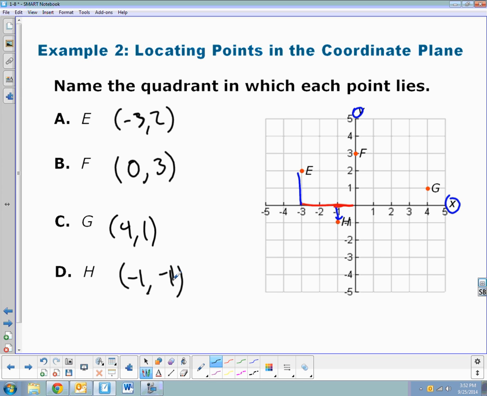I'm at the intersection of -3 and 2. We always do the x first, just like in the alphabet. We do the x-axis, then the y-axis. And that is important, that we order our ordered pairs correctly.